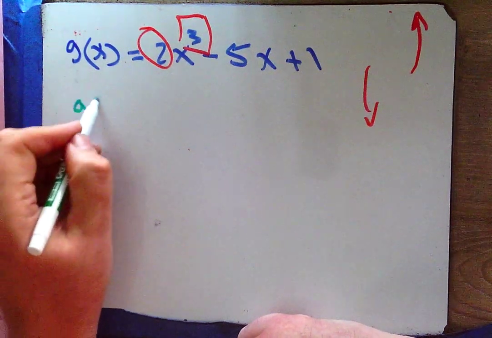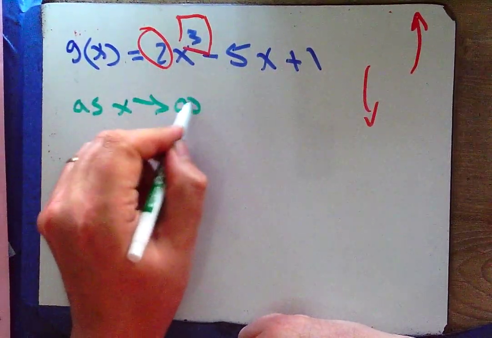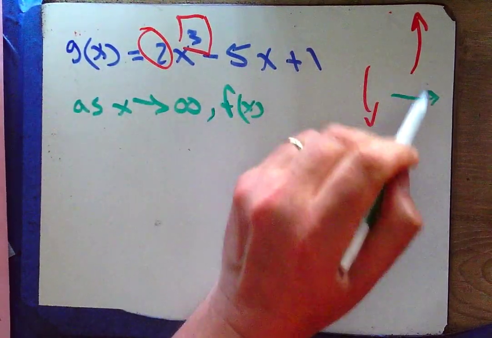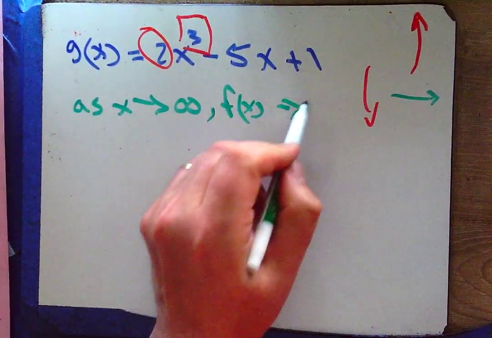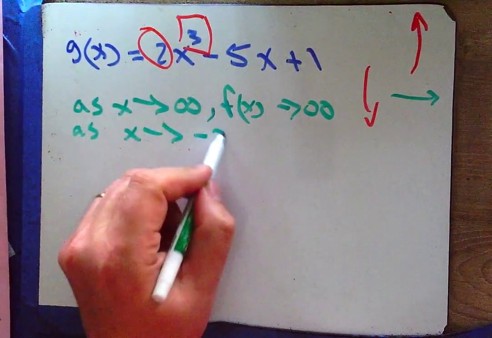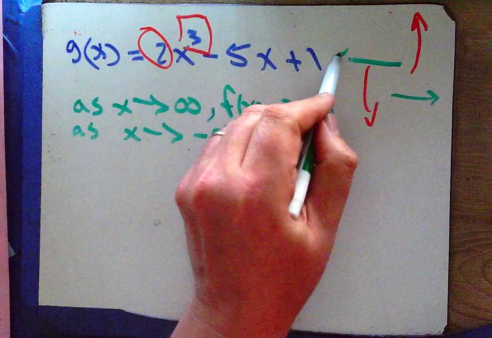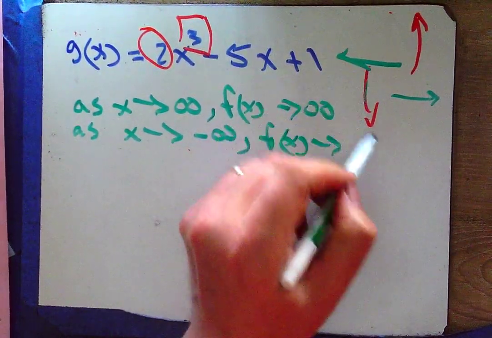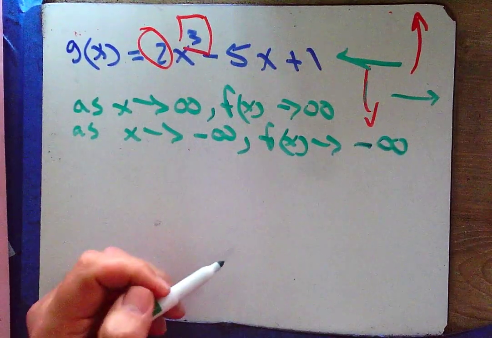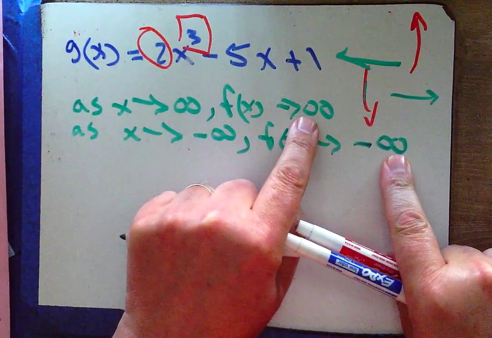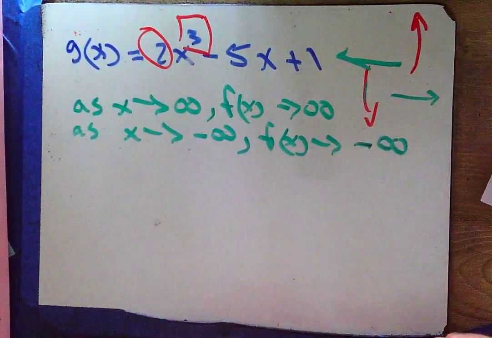So I know as x heads to infinity, as we go this way, where's the function headed? Well, the function's headed up to infinity. And as x heads in the opposite direction, towards negative infinity, as I go this way, where's f of x going? f of x is going down, negative infinity. Odd degree polynomials going opposite directions. These are going opposite directions.